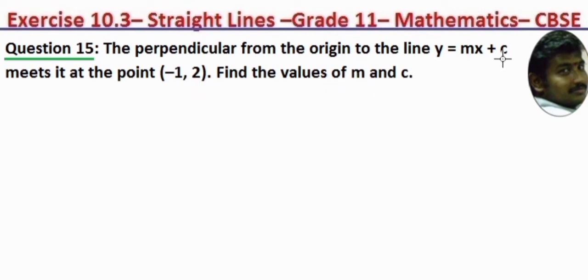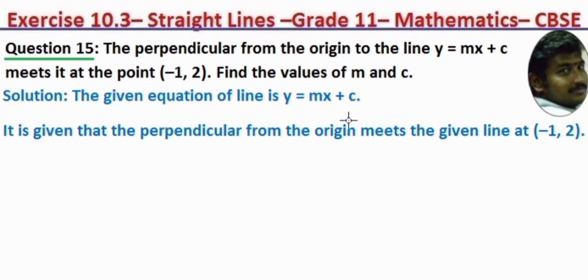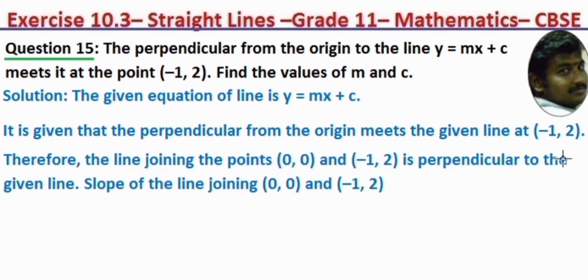So given equation y equal to mx plus c. It is given that the perpendicular from the origin meets the given point minus 1 comma 2. So the origin is 0 comma 0 and another point is minus 1 comma 2. Then what will the slope be? By using these 2 points, 0 comma 0 and minus 1 comma 2, the slope is m2 equals y2 minus y1 by x2 minus x1. Isn't it? So by using that, what do we get? 2 minus 0 by minus 1 minus 0, so 2 by minus 1. The answer is minus 2. Then the slope is negative 2.